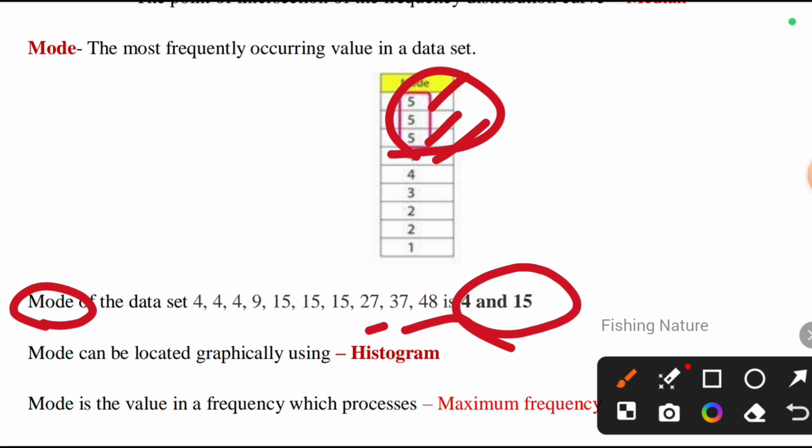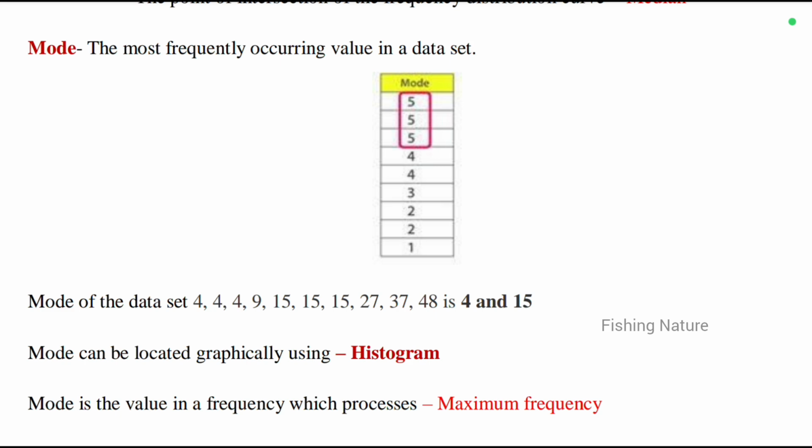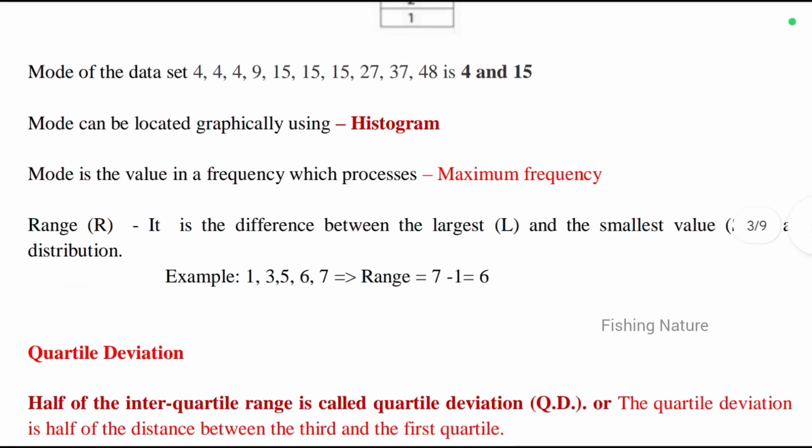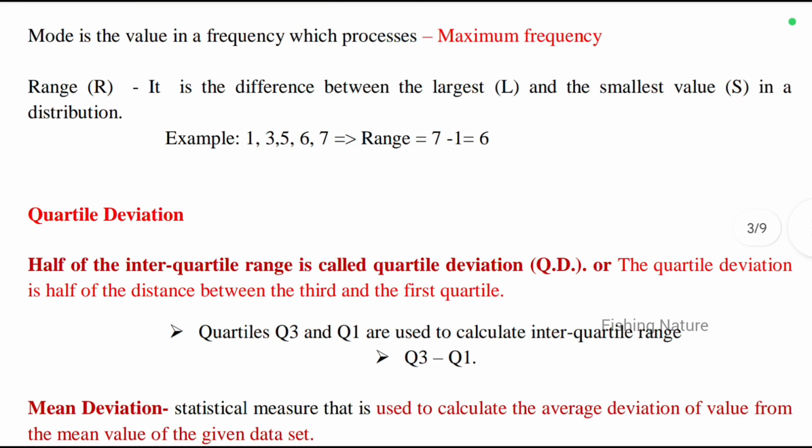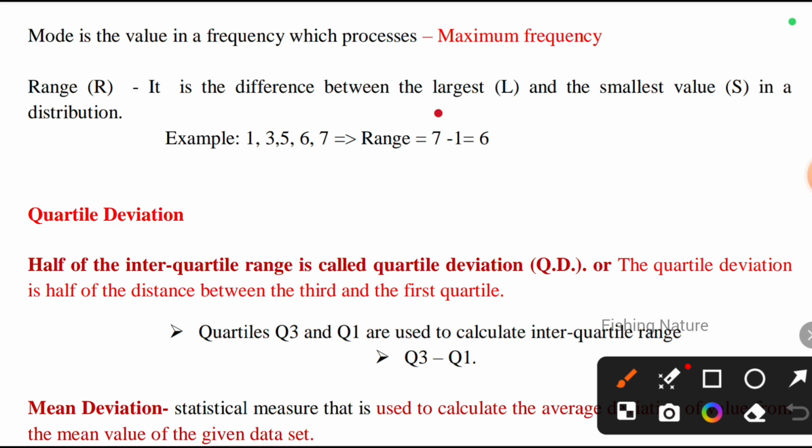Next, mode can be located graphically using the histogram. Mode is the value of the variable which possesses maximum frequency. Next, range. Range is the difference between the largest and smallest value. It is the difference between the largest and smallest value.